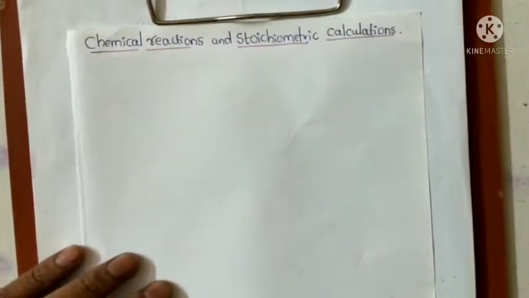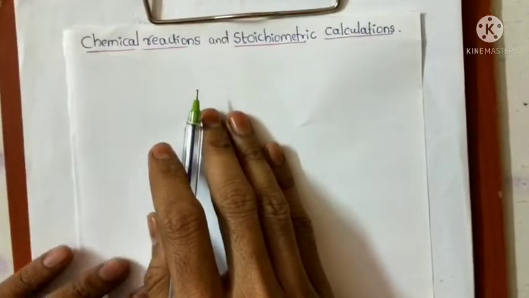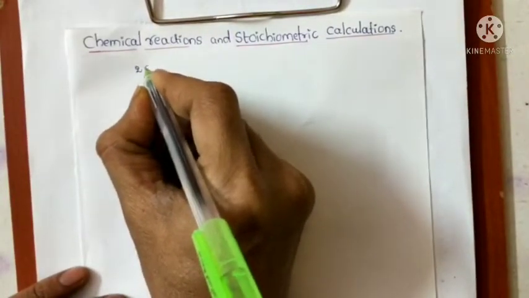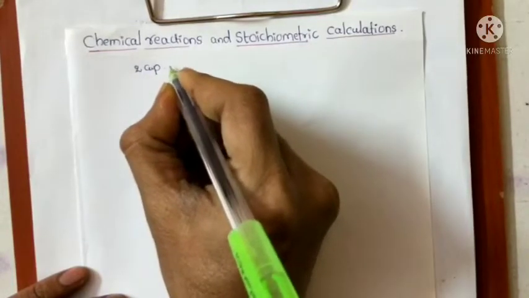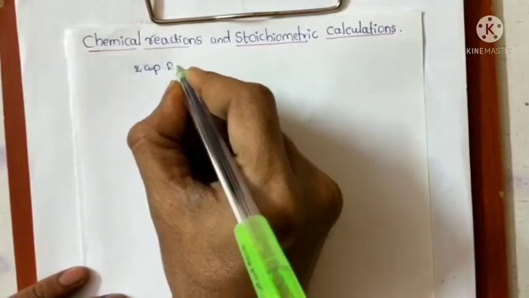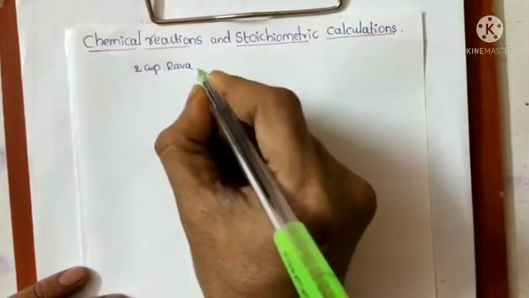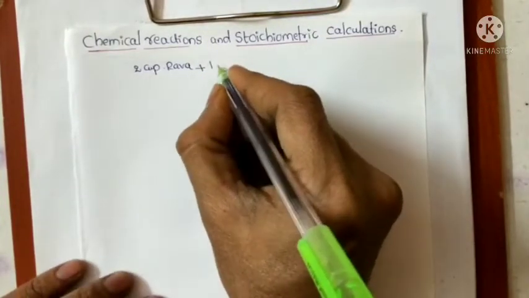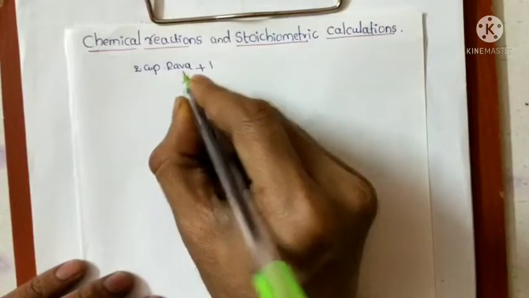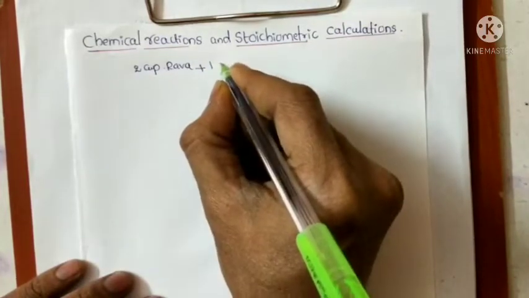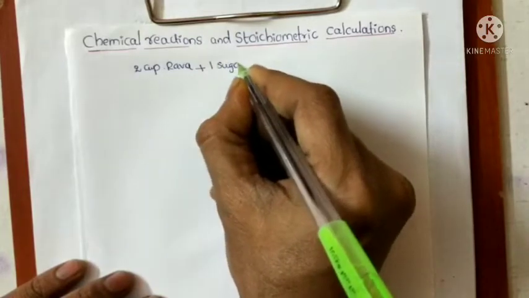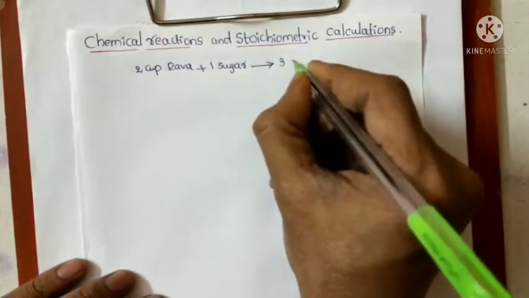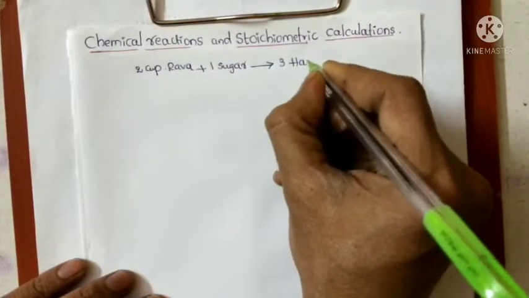First of all, before entering into our topic, we have an example. For example, 2 cups of rava is used to make a preparation of 3 cups of halwa. So here 2 cups of rava as well as 1 cup of sugar will be added to prepare the 3 cups of halwa.